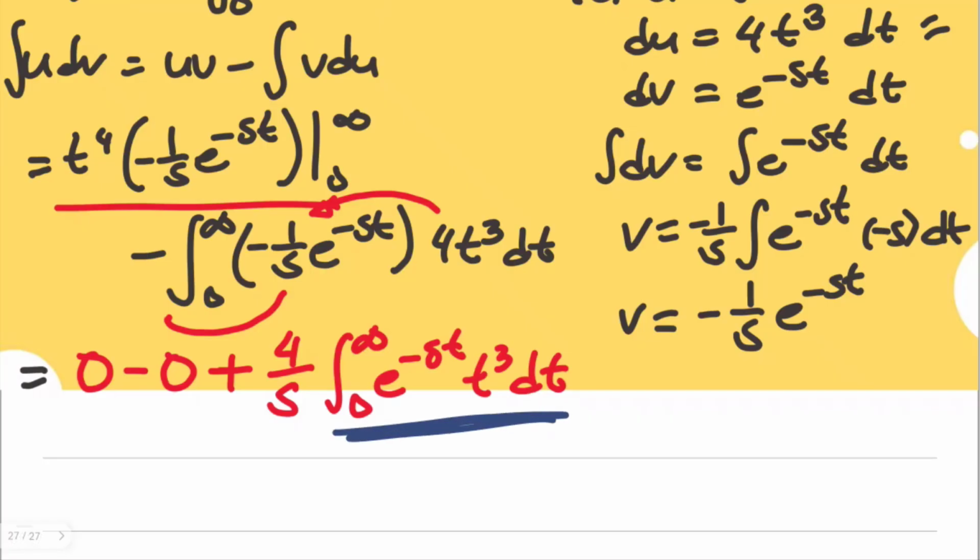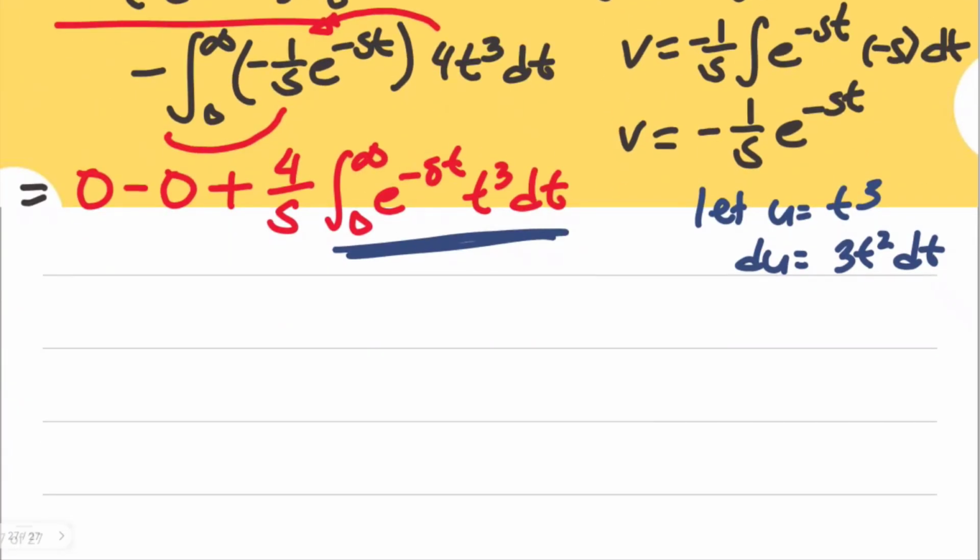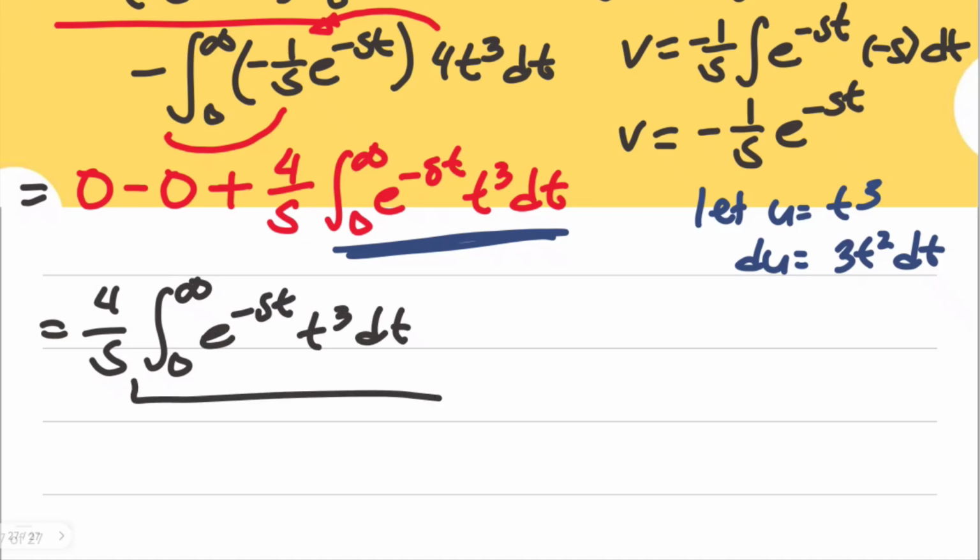So you'll be letting our u be equal to t cubed and our du be equal to 3t squared dt, and so on and so forth. But as I mentioned, since this is just equivalent to 4 over s, then the integral from 0 to infinity of e to the power of negative st times t cubed dt, where this is actually the Laplace transform of your t cubed, which we already have shown in the previous video.